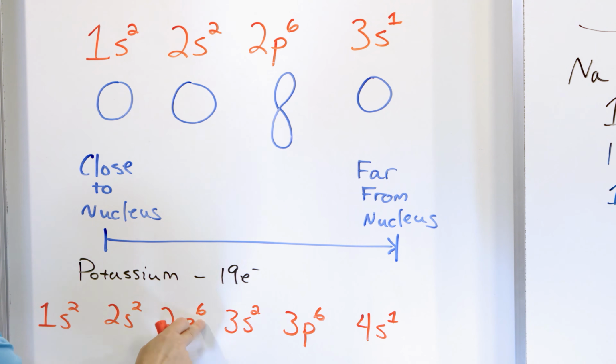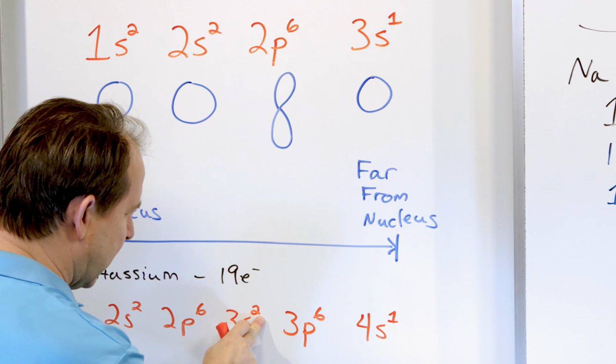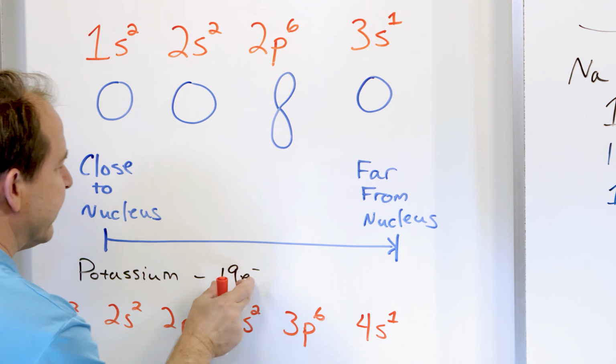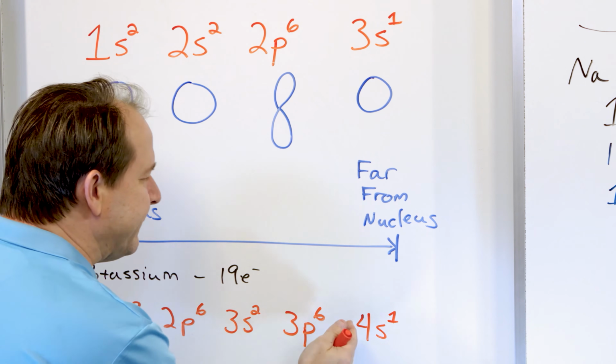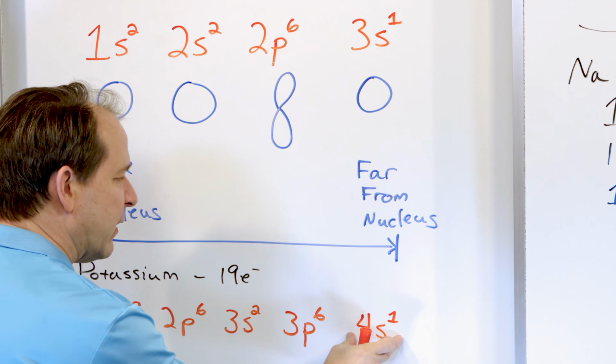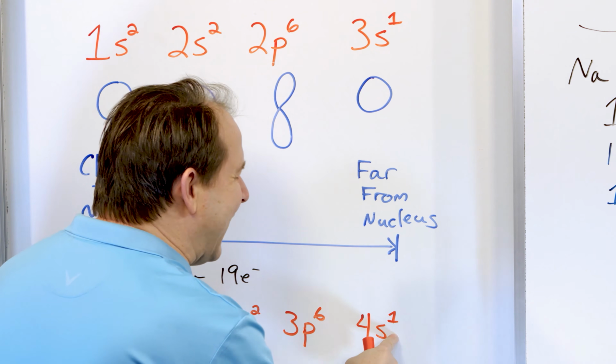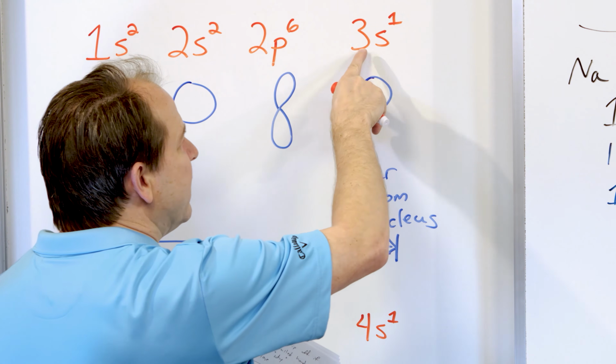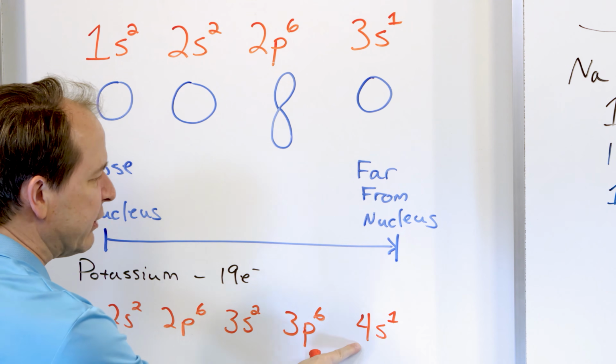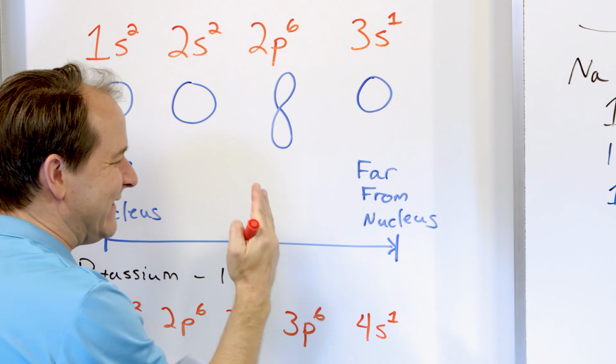But how many do we have? 6, 7, 8, 9, 10, 11, 12, 18, 19. So there's 19 electrons. But notice, same thing. The very last electron is always just by itself, just like it is up here. This was the 3rd energy level, this is the 4th energy level, but it's a single electron by itself.